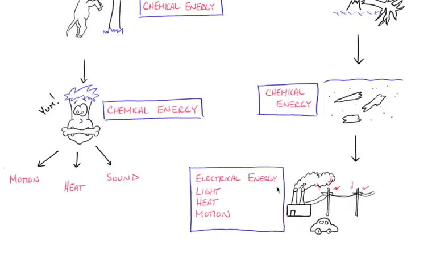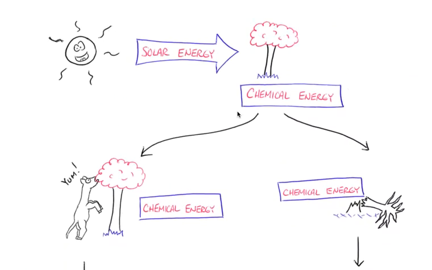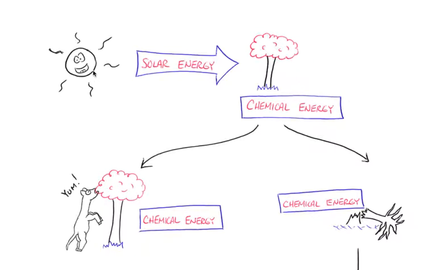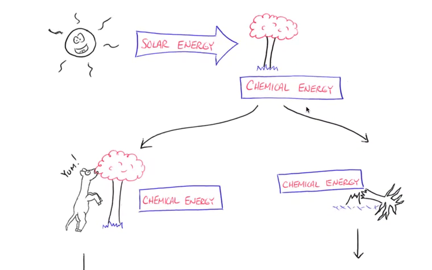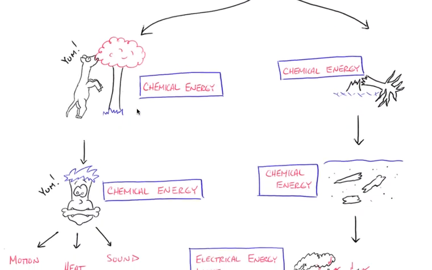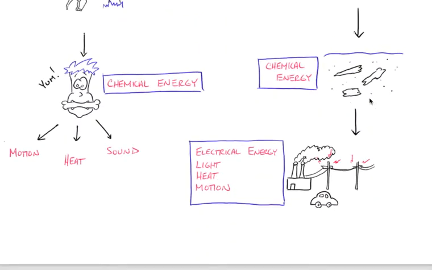And once we have that, we can do things like burn the coal to produce electricity, so we get electrical energy. We can use that to produce light, heat, motion. These are all different forms of energy. But the main point here is that what starts with the sun and is radiated as solar energy can become several different forms. Chemical energy in plants, chemical energy in animals, chemical energy stored in coal or natural gas, things like that. And all of that can further be converted into motion, heat, sound, light, electrical energy, etc.